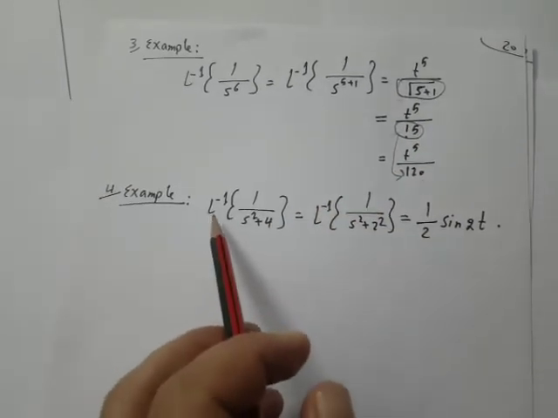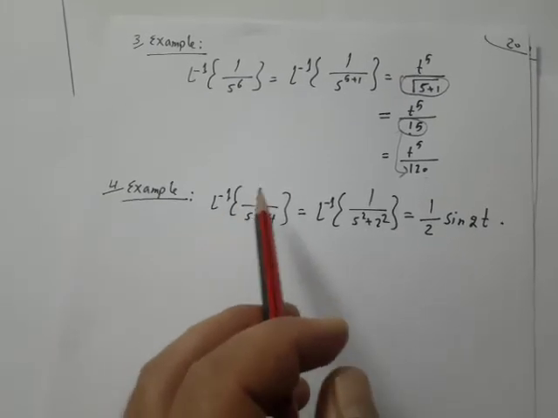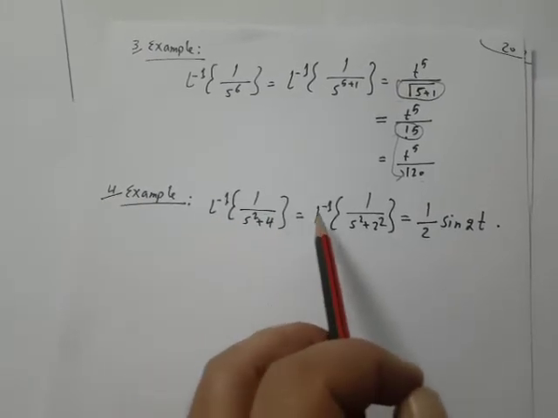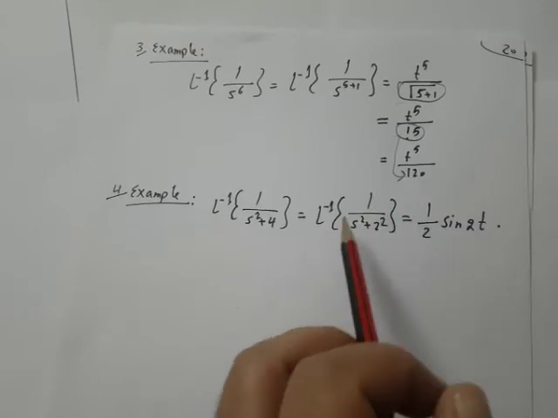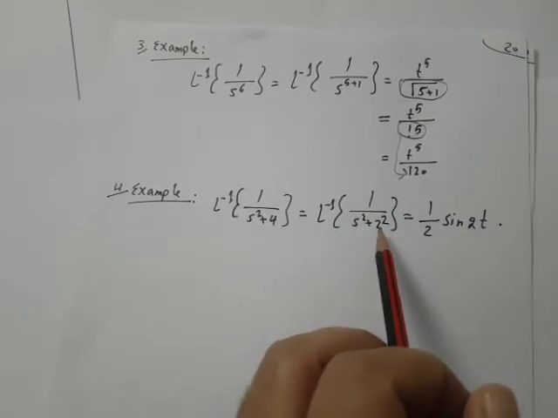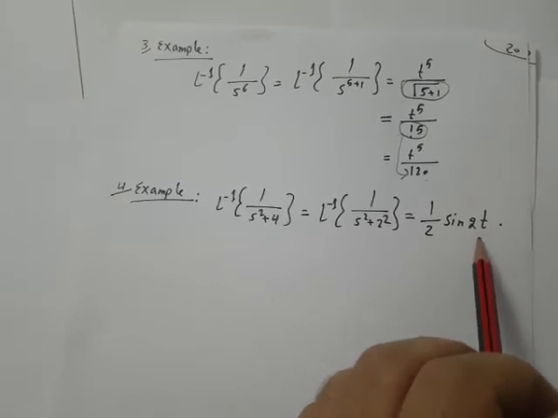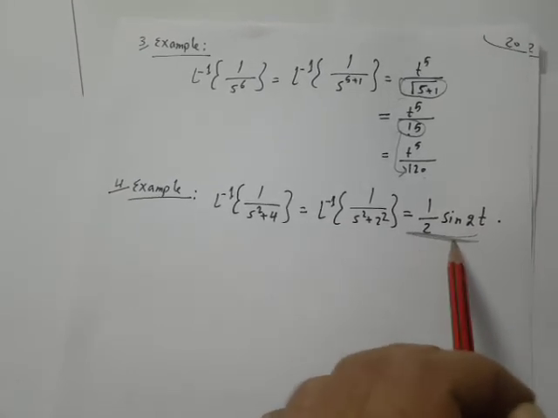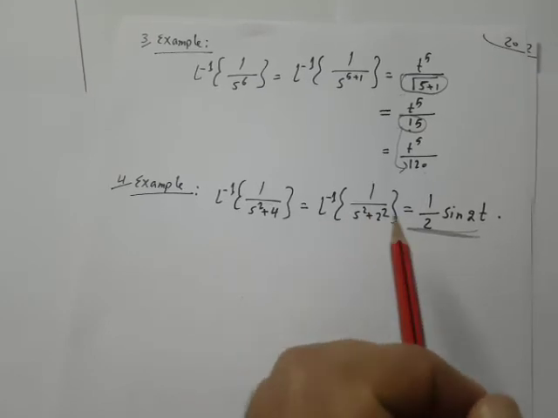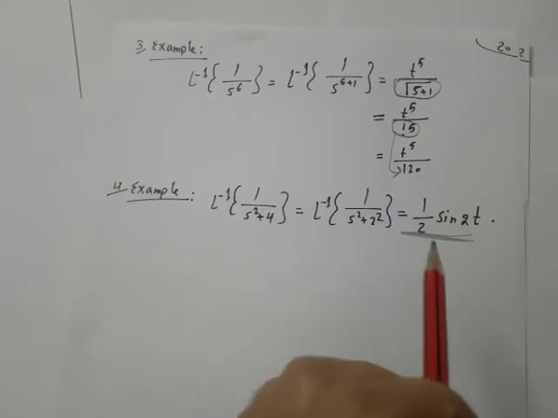Fourth example, inverse Laplace transform of 1 upon s square plus 4 is equal to inverse Laplace transform of 1 upon s square plus 2 square, which is equal to 1 upon 2 sin 2t. So we can easily find these values by looking into the inverse of Laplace transform.